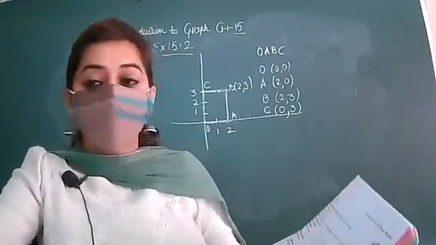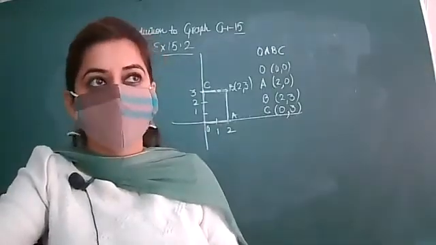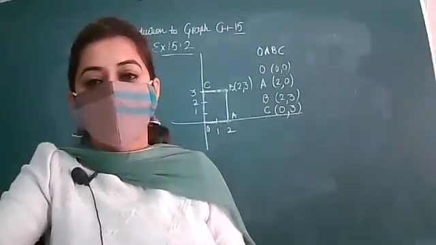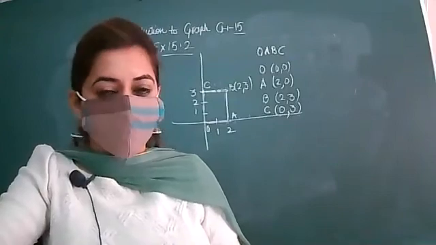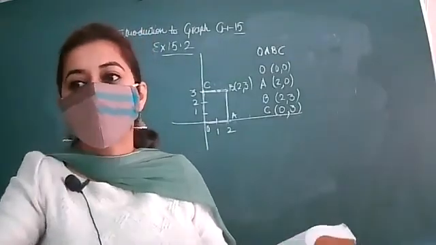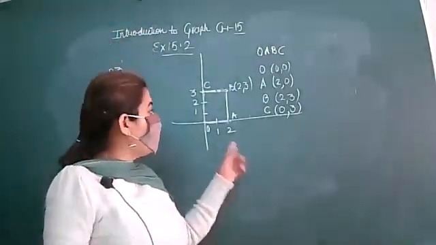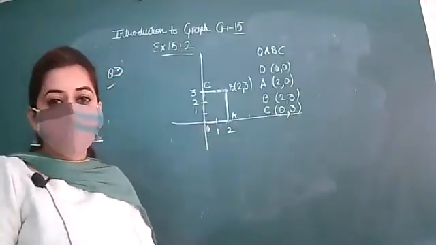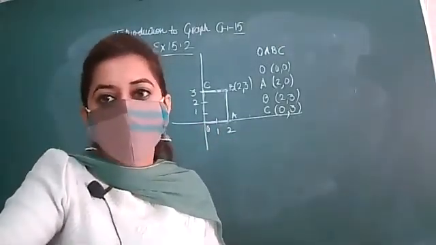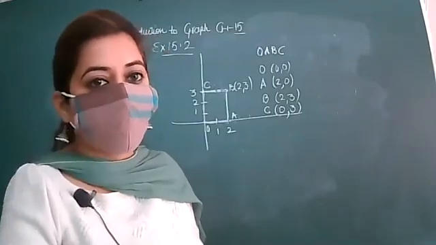Third is the coordinate of the origin is 0, 0. So it's true. The coordinates of the origin are 0, 0, which we have written in the note. The point where the x-coordinate and y-coordinate intersect is called the origin and its coordinates are 0, 0.